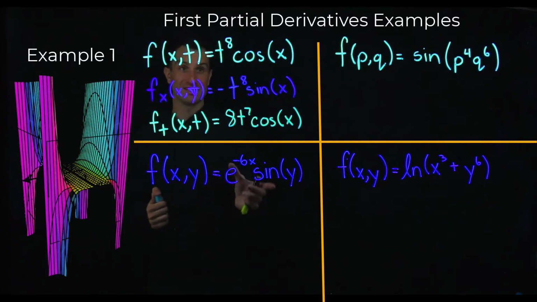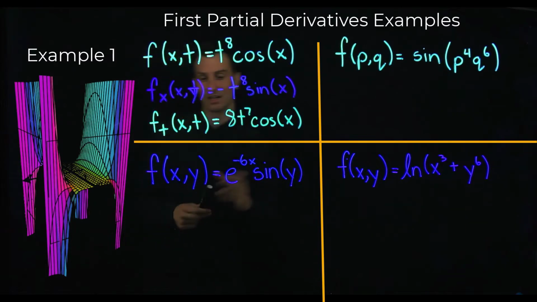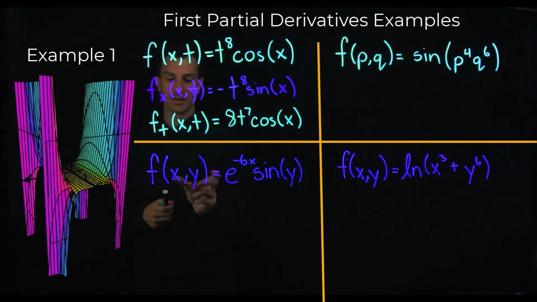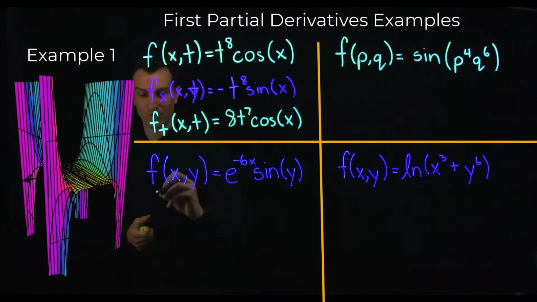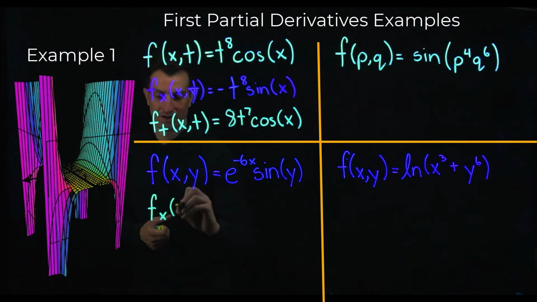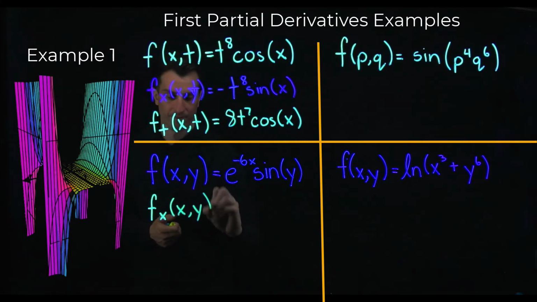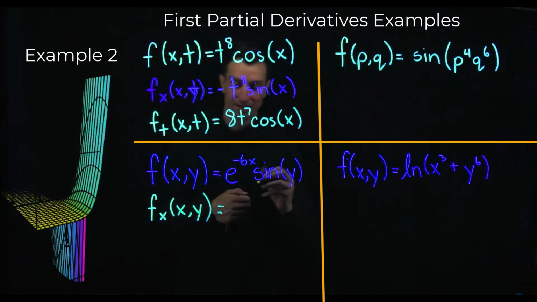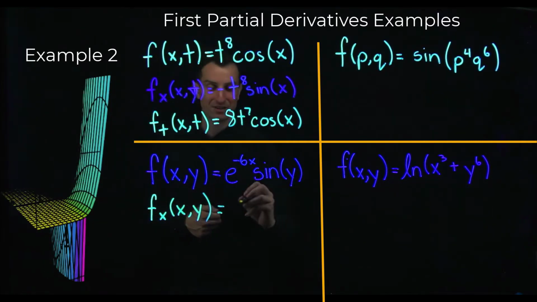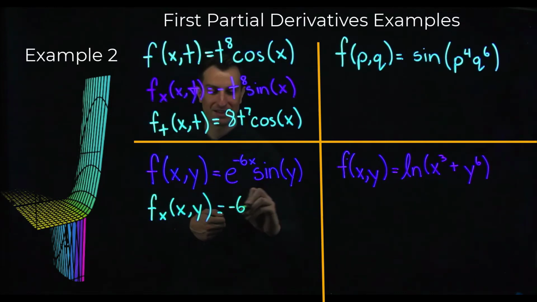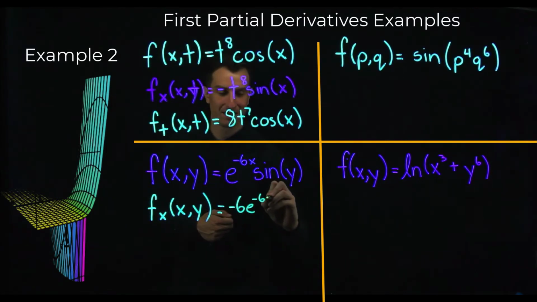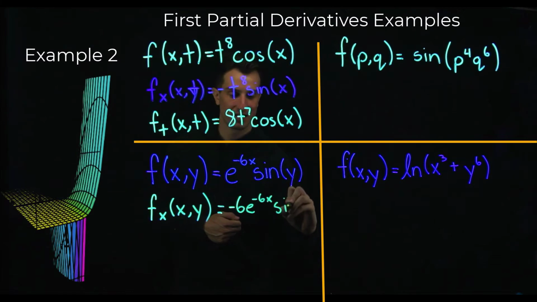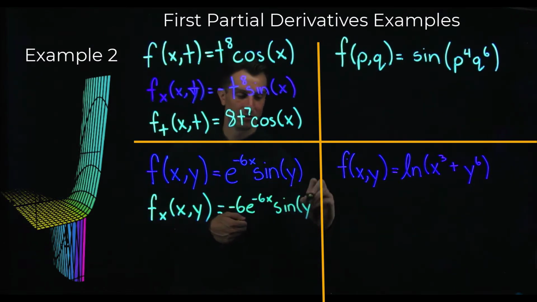This one here, similar idea as above. A little bit of a mini chain rule here. So we have f of x, y is equal to e to the negative 6x sine of y. Now we will do f sub x of x, y first, meaning we're treating x as the variable. Sine of y here is just a constant. So for the derivative of e to the negative 6x, we have a chain rule: negative 6e to the negative 6x. Sine of y is just hanging out. Awesome.